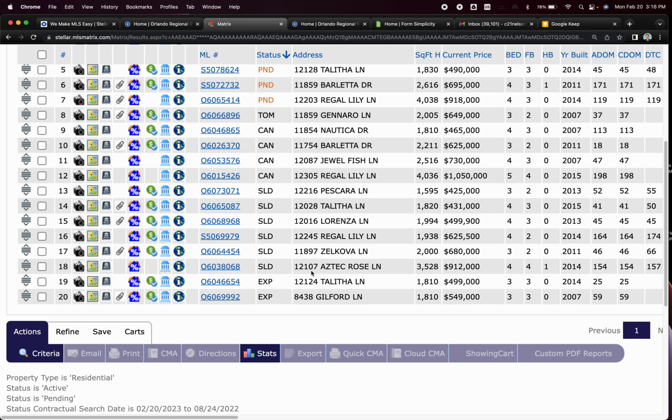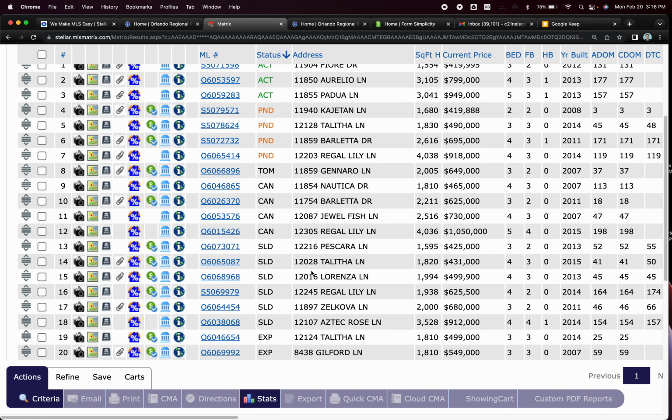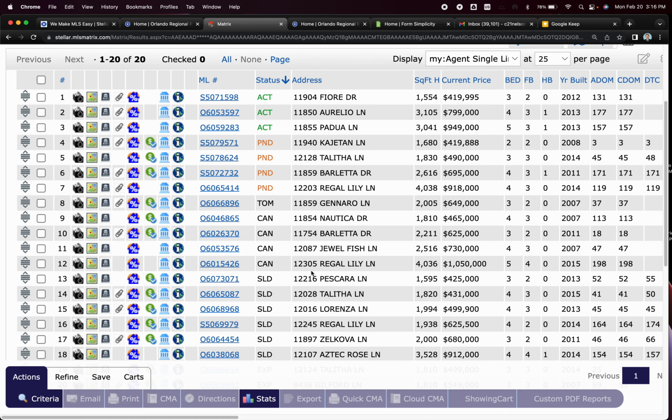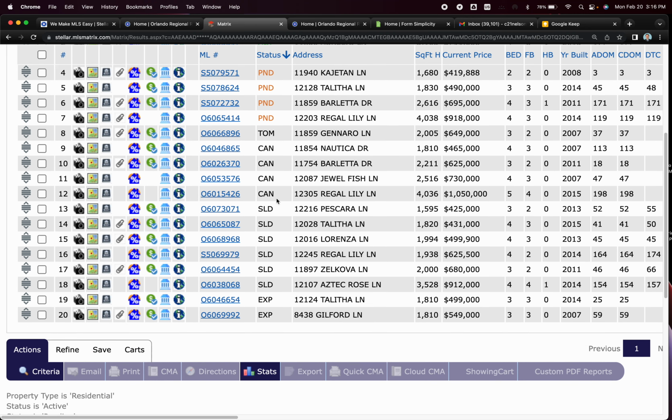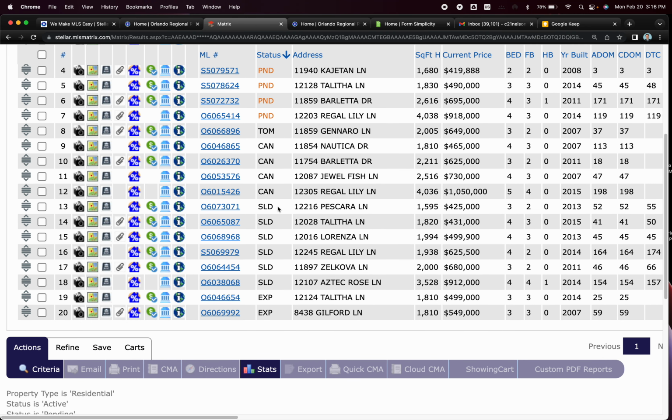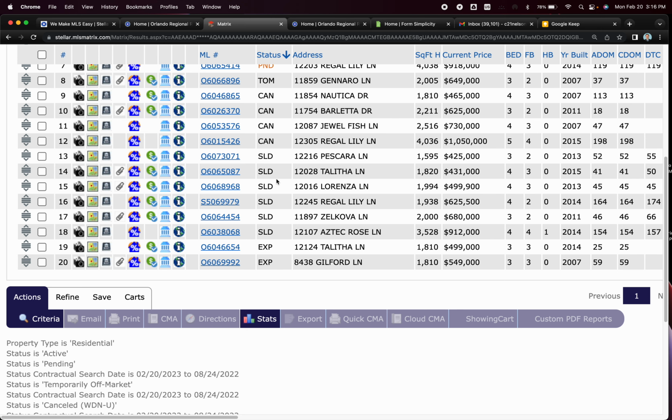Great. So we want to look at the ones that have sold. You want to take a look at this picture here. This tells you the whole market. First of all, look at the status here. 4 pending, 3 actives, temporarily off the market, 1, canceled, 4, or whatever. And then all of these have sold and 2 have expired. Okay, that tells you how the whole market is.